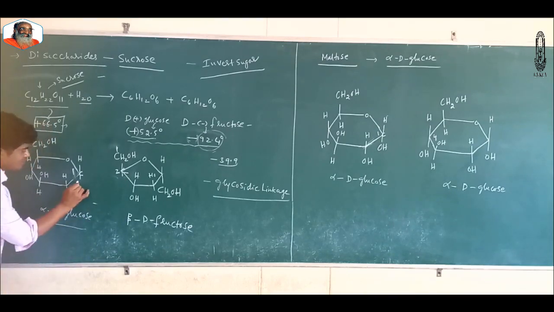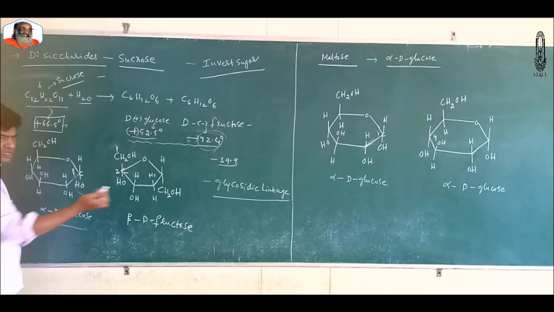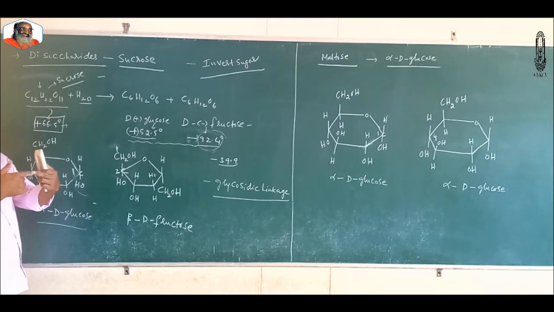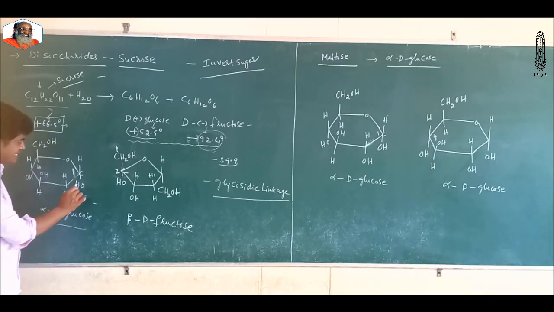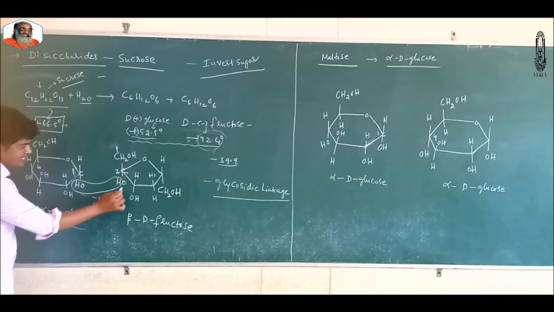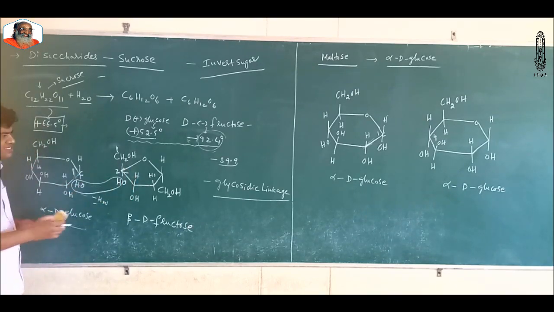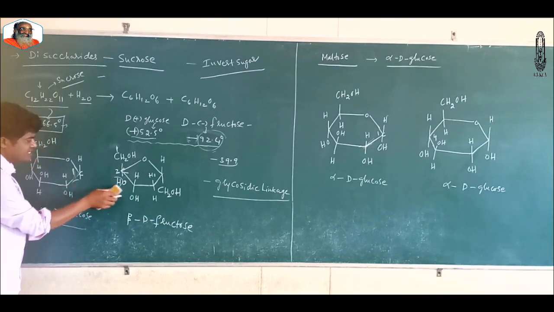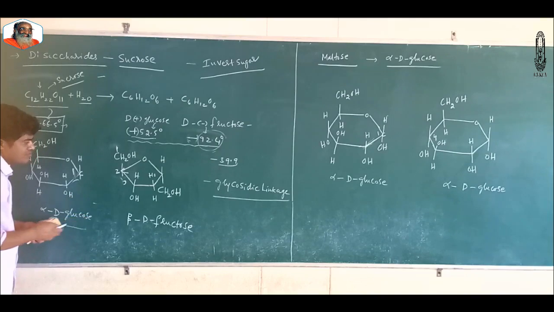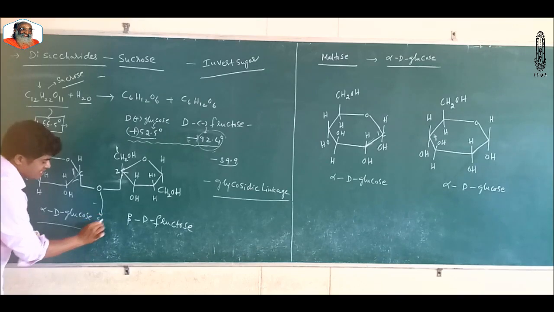Again, I am saying there is OH, there is also OH. The water molecule is removed, and these two, alpha D glucose and beta D fructose, are linked to each other by an oxygen atom. Such a linkage is called what? Glycosidic linkage. You remove the water molecule here, H2O is removed. What is left now? An oxygen atom. These two are linked to each other by an oxygen atom. Such a linkage is called glycosidic linkage.